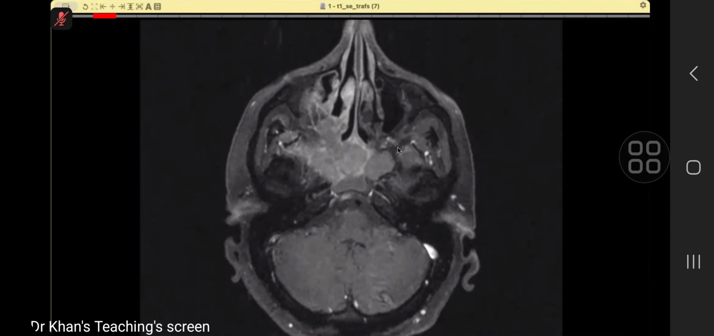Because MR at times will show you things which CT will not. And please remember that there will be cases in which you will pick up something on MR and you will ask CT to correlate it. So at times it's a two modality approach which we use.